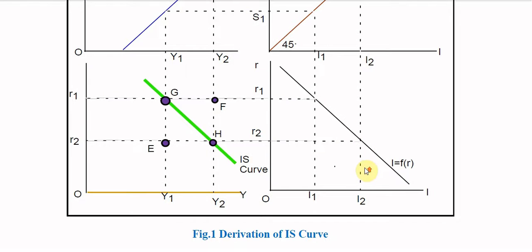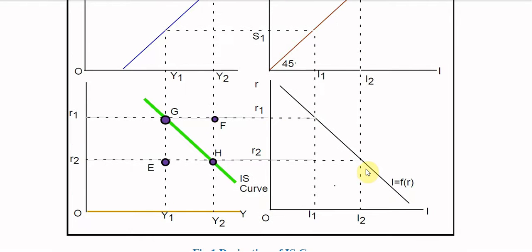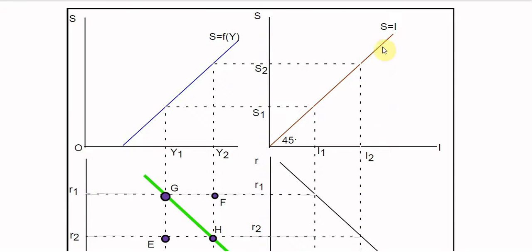This panel shows the inverse relationship between investment and the rate of interest. When interest rate is higher, the level of investment is lower, and when the interest rate is low, the level of investment is high. The second panel, which is called panel B, shows the equality between saving and investment. The 45-degree line drawn in this panel ensures that investment equals saving. For example, I1 is equal to S1 and I2 is equal to S2.